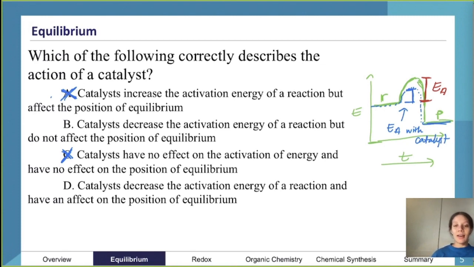So that means we're going to have no effect on the position of equilibrium. So now we can go and rule out D because it's saying it does have an effect. And therefore, the correct answer is going to be B. So that's a little process of elimination. And if you want to really try and maximize your time in the external, have a think about if you can immediately just see that there's something wrong with the answer.